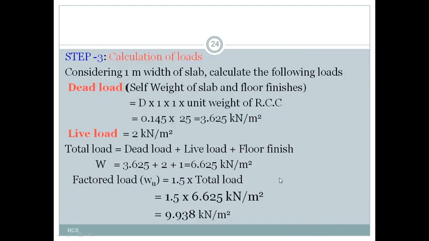Then we have to calculate the load, that is the total load, or you can say the design load or factored load. Here we have to consider 1 meter width of the slab. By using that we have to calculate what the dead load is.